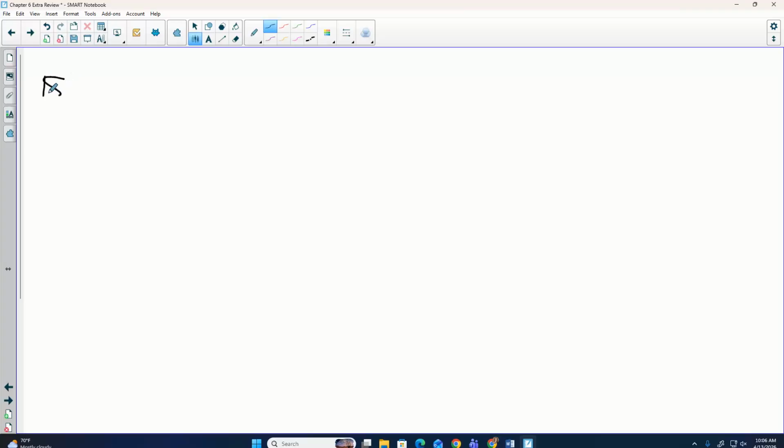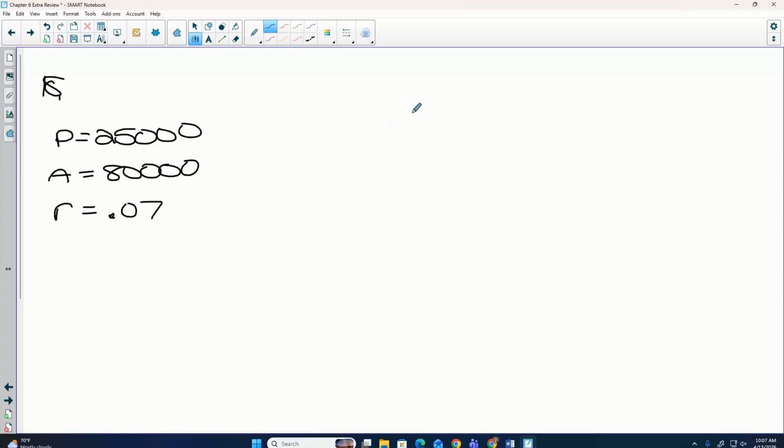Alright, problem number 18. How many years will it take for an initial investment of $25,000? What does that number represent? P. It's our starting amount. To grow to 80,000. Assuming a rate of 7%, so what do I use for r? Compounded continuously, so that means we're doing A equals Pe to the rt.